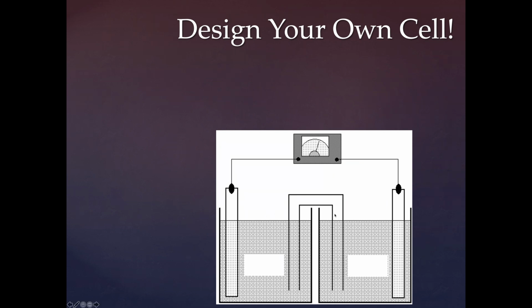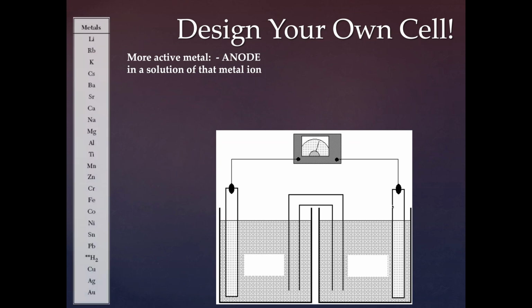It doesn't matter where you label things. You can put your negative anode on the left, or you could put your negative anode on the right. Batteries are three-dimensional objects. You can look at them from the front, or you can look at them from the back. So left and right have no meaning when it comes to labeling your voltaic cell. The more active metal will be the negative anode, and it will be in a solution of that metal's ion.